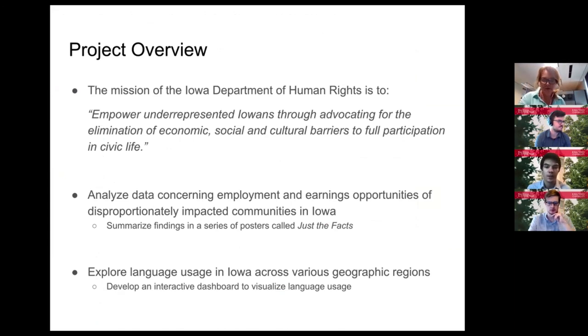So we worked to analyze data concerning employment and earning opportunities for disproportionately impacted communities in Iowa. And we summarized these findings in a series of posters that we will show you in a little bit, called Just the Facts. Another dimension to this project that bridged the gap to a sibling project on educational attainment was the state of language in Iowa. So we'll see some maps that show a lot of that information as well.